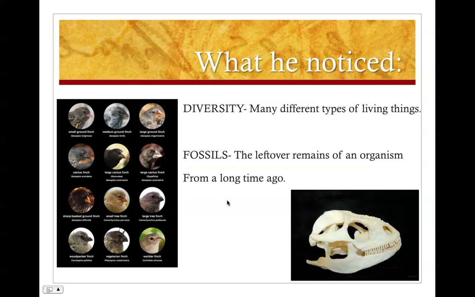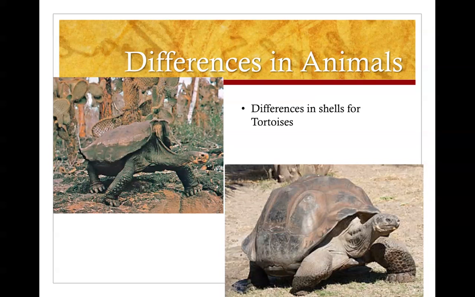Another thing that he saw was that there were many different kinds of fossils. So we already know a fossil is something that is dead, and that an impression of its body is left in the ground. And not a lot of things become fossils, but those things that do become fossils do a really good job of telling us what animals looked like in the past.